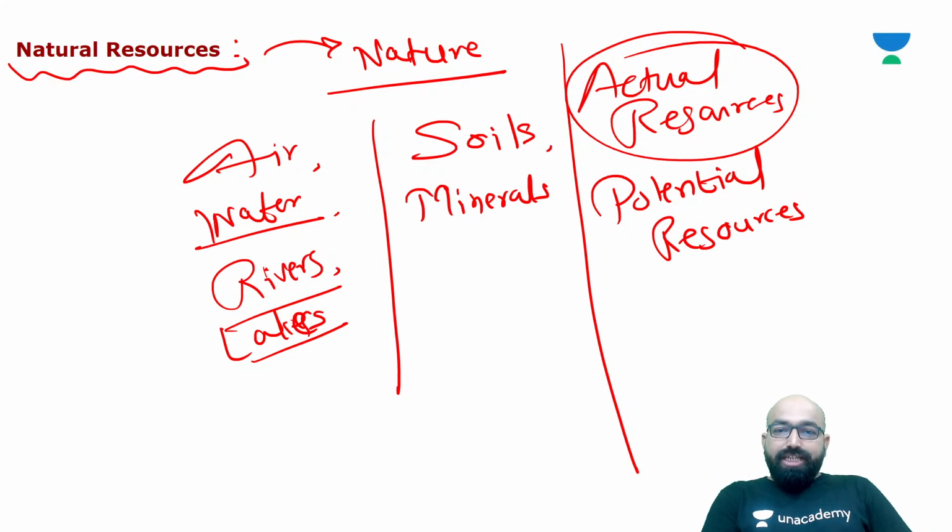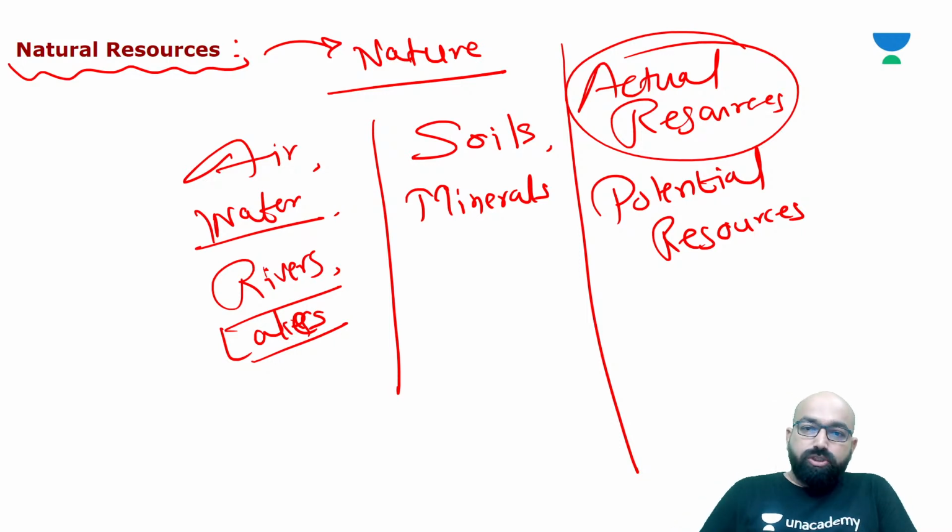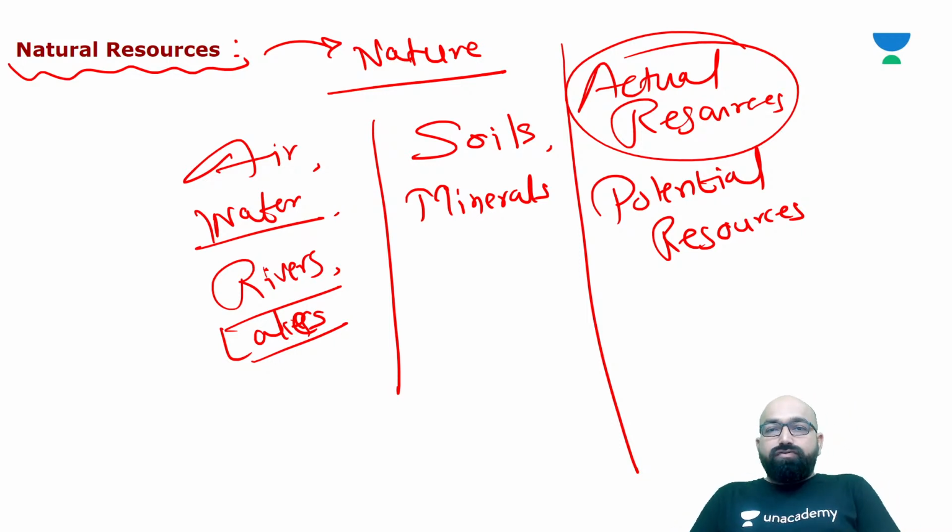Now, potential resources are those whose entire quantity may not be known and which are not being used at present. So these resources could be used in future. The level of technology we have at present may not be advanced enough to easily utilize these resources. So we are working on such convenient technology.